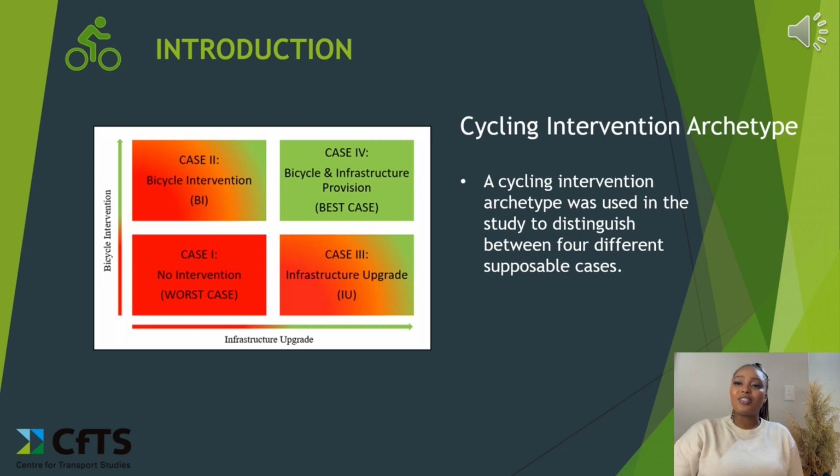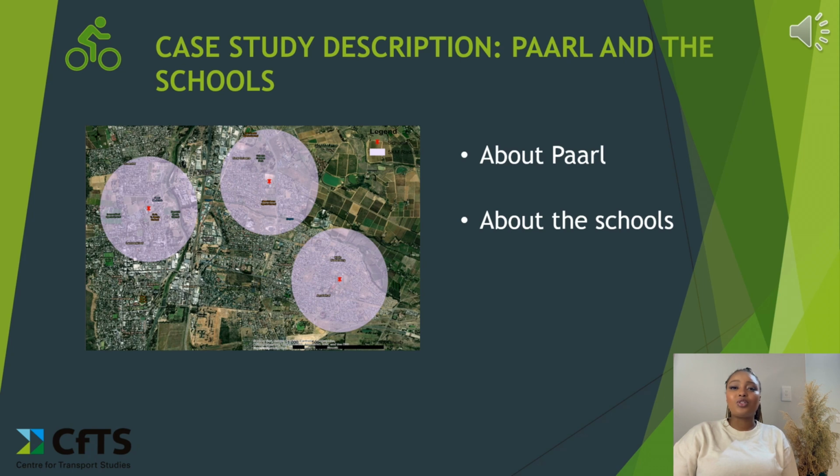A cycling intervention archetype, seen on my left, was used in the study to distinguish between 4 different supposable cases. After 4 years of deployment, this study seeks to determine how the bicycle distribution has influenced these students and if it was sufficient to enhance their mobility. The study evaluated the impact of 4 distinct intervention scenarios for these schools in Paarl in order to better understand how subsequent intervention might assist in improving the cycling experience for these learners.